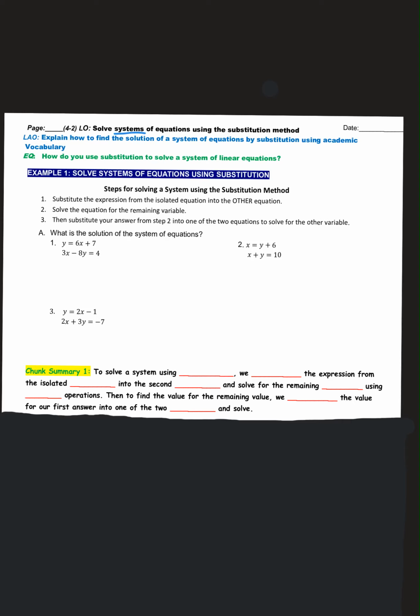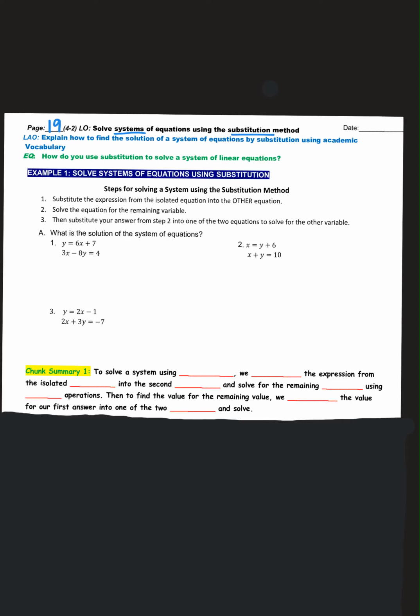Today we are going to talk about solving systems of equations using the substitution method. Again, a system of equations is more than one equation related to another. So for those of you who are in my class, this goes on page 19 of your interactive notebook.